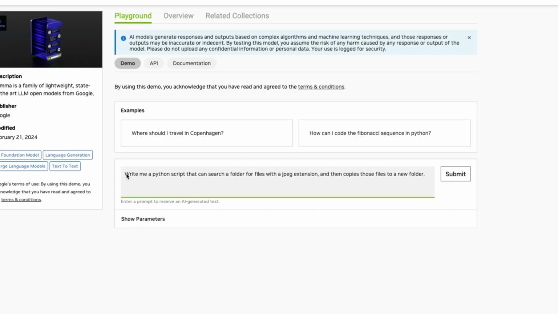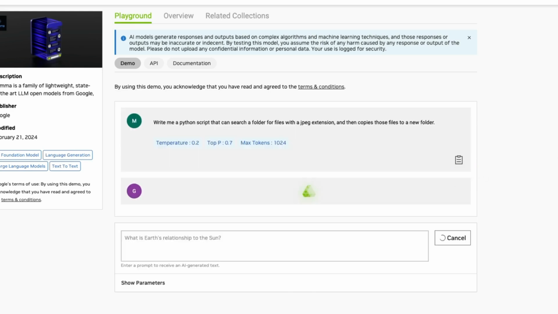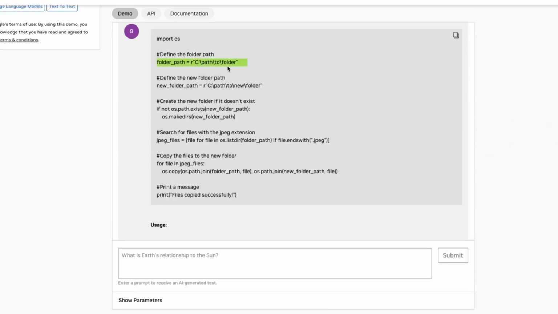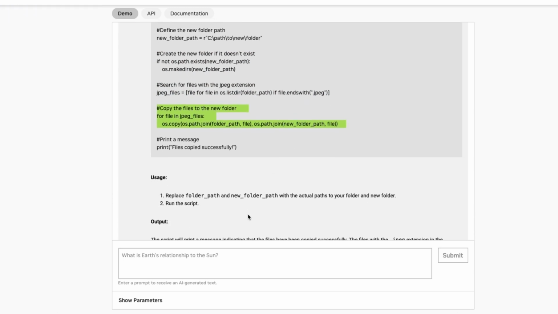But a couple of other programming tests. So here I'm asking it to write a Python script that will search a folder for files and check if the file extension is JPEG, and then copy those files to a new folder. So let's hit submit. It first set the path to that folder, then another folder where we want to copy those files. It checks whether that new folder exists. If it doesn't exist, it creates that new folder. Then for each file, it checks the file type. That seems to be correct. And then it simply moves those to the new folder. So the code that it came up with seems to be correct.